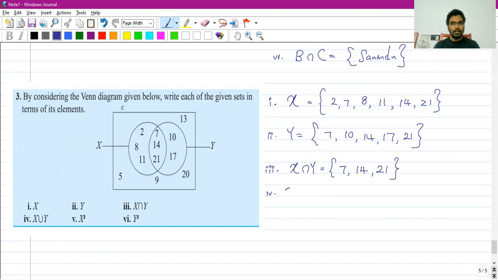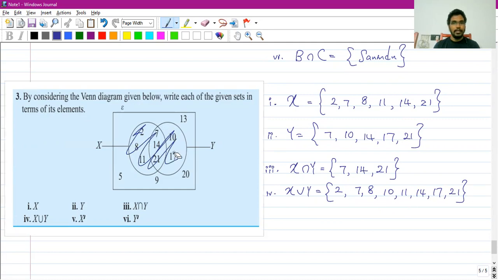Next one, the fourth one is X union Y. X union Y means all the elements belonging to both sets. So you can write 2, 7, 8, 10, 11, 14, 17, 21. Shall we see? 1, 2, 3, 4, 5, 6, 7, 8. Yes, there are 8 elements, and also here there are only 8 elements. So the answer will be correct.